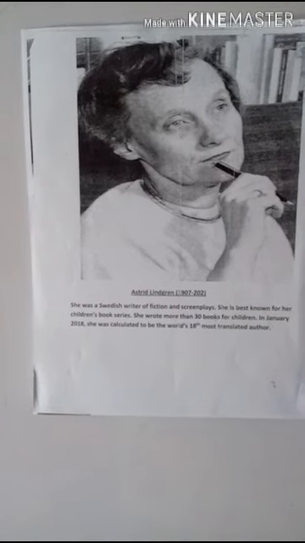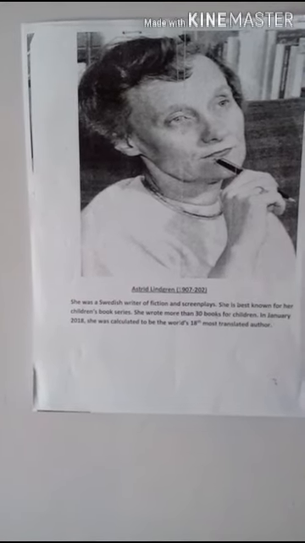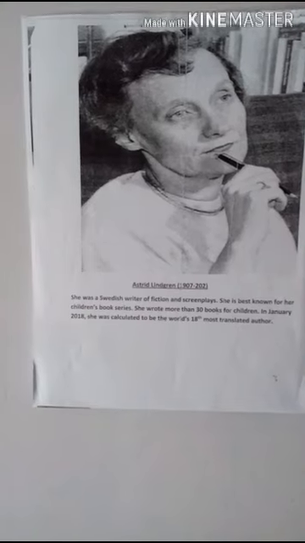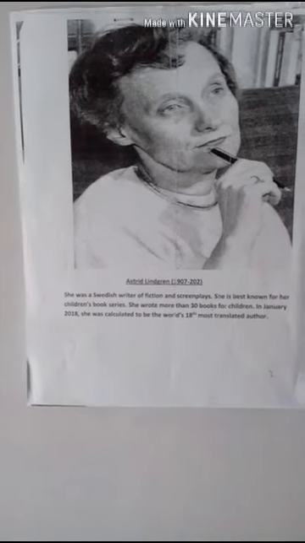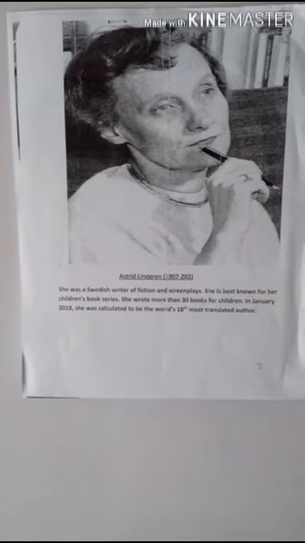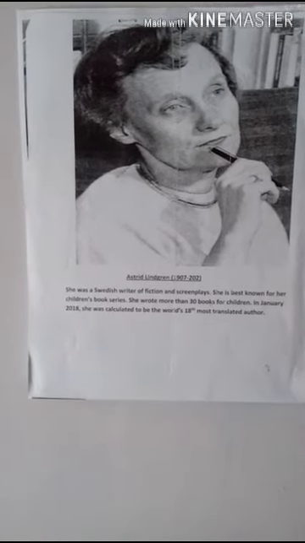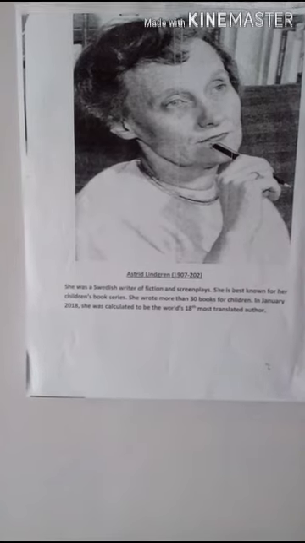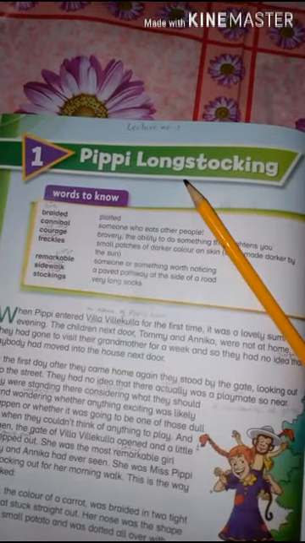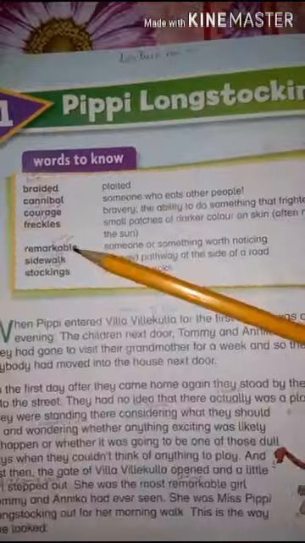She was a Swedish writer of fiction and screenplays. She is best known for her children's book story series. She wrote more than 30 books for children. In January 2018, she was calculated to be the world's 18th most translated author. This is unit number 1, Pippi Longstocking.